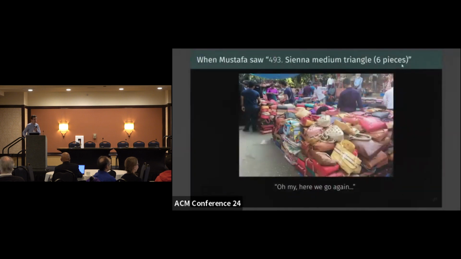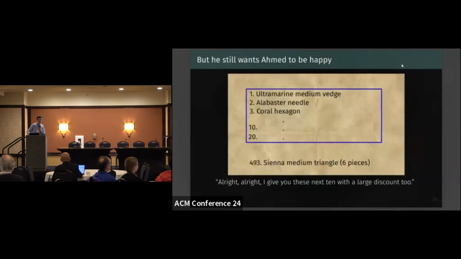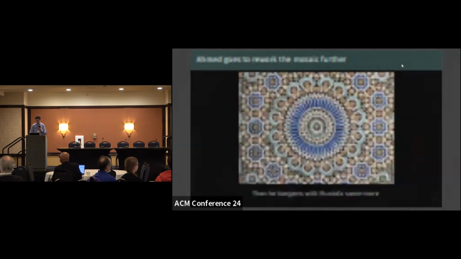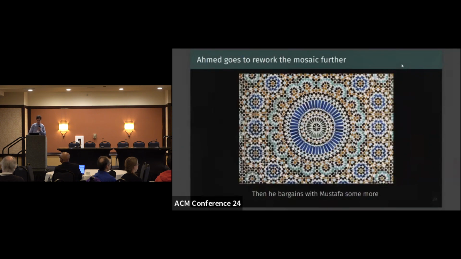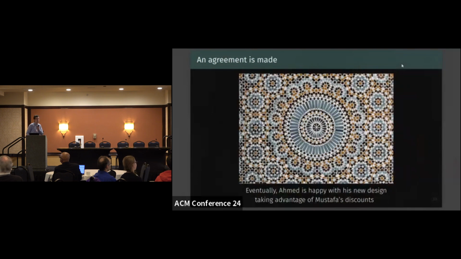Mustafa had a headache when he saw the list. So what did he do? Well, he said, okay, I'm going to give you a discount for the next 10. Same whole story, do the next 10. And then Ahmed went again, so he redesigned a little bit more, bargained a little bit more. And eventually he was happy with the design and all the discounts that he managed to obtain. And by that time, Mustafa had to take out 87 bags, which is much less than 1,000. So still some work, but much less than 1,000.